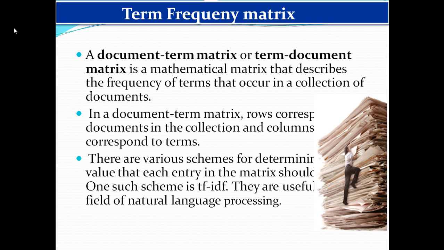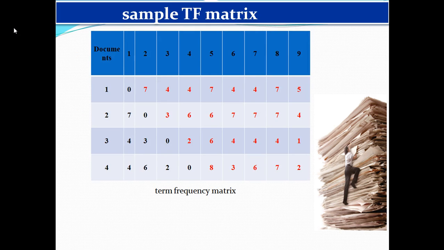Now term frequency matrix. A term frequency matrix or document term matrix is a matrix that describes the frequency of terms that occur in a collection of documents. This is a sample term frequency matrix, where the first row contains the document names and the terms. The number 0 that you can see here is the number of times term 1 has repeated in document 1, and the number 7 indicates the number of times term 2 occurred in document 1, and so on.